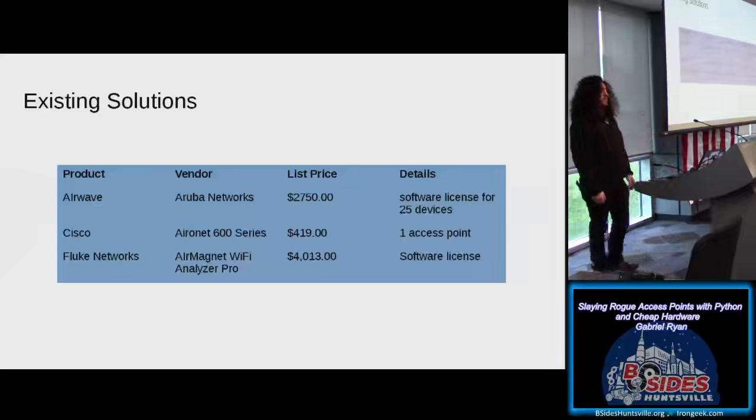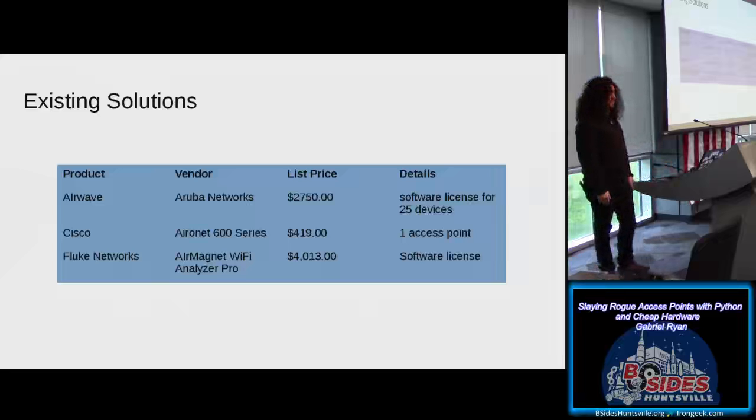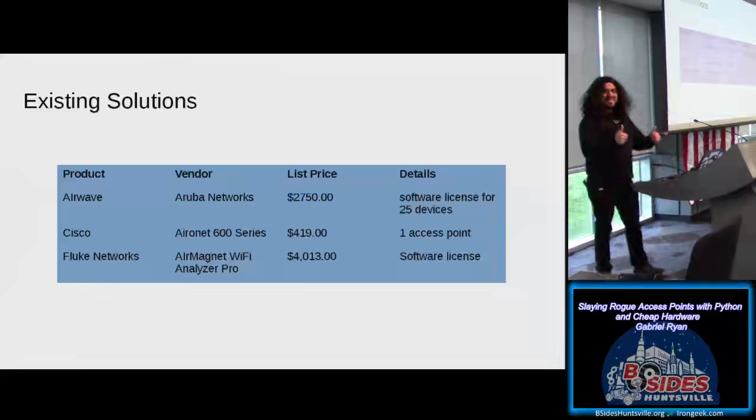Fluke Networks has the AirMagnet Wi-Fi Analyzer Pro. List price is just over $4,000 for a software license. It's kind of insane, but it's a good piece of software, right? Okay, I'm not supposed to make fun of Fluke here. Oh, okay, make fun of Fluke.